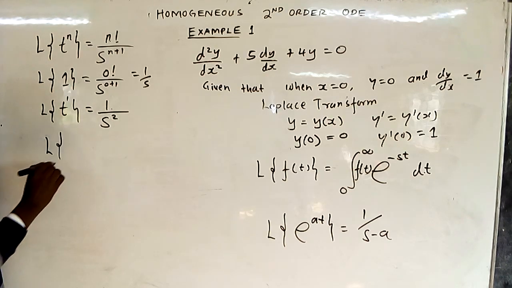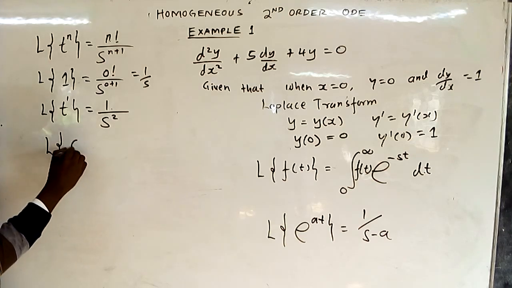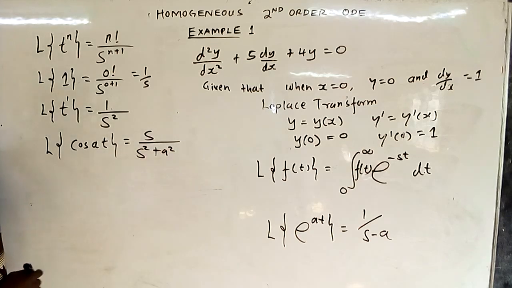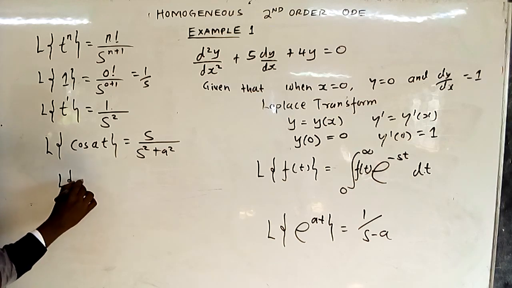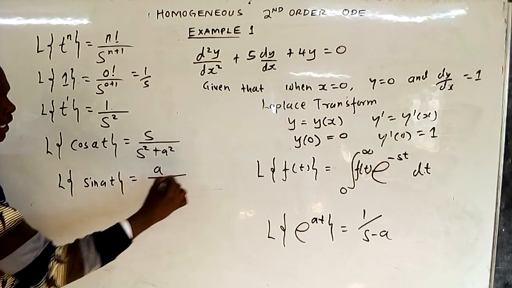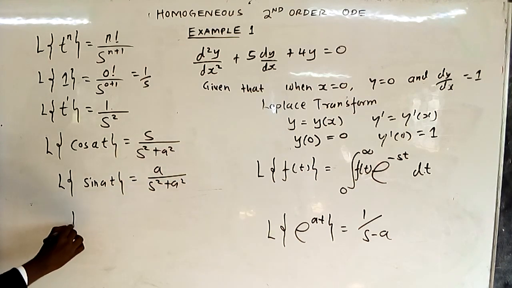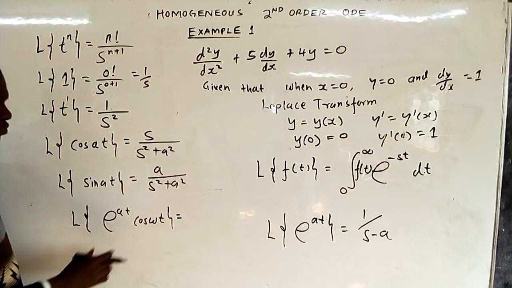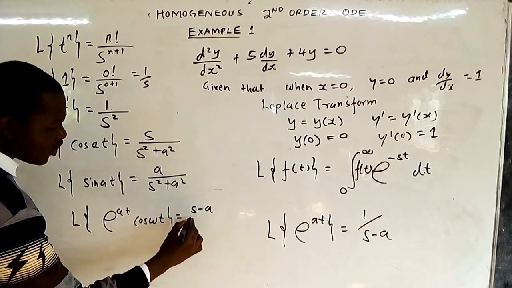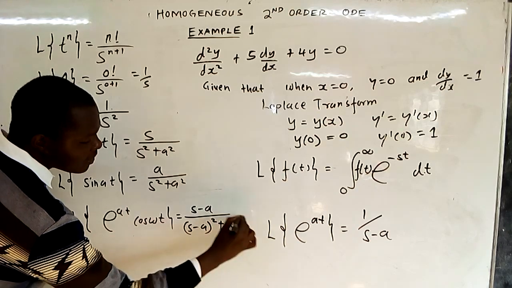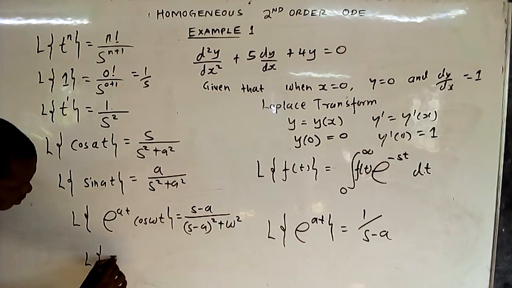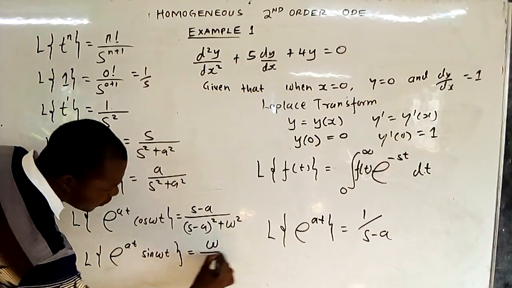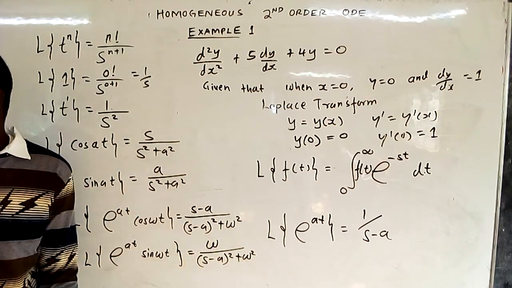1 factorial is just 1. S squared is 1 plus 1, n plus 1, isn't it? If you are looking for the Laplace transform of cos at, the Laplace transform of cos at is given as s over s squared plus a squared. If you do that integration, the Laplace transform of sin at is given by a over s squared plus a squared. The Laplace transform of exponential at cos wt is given by s minus a over s minus a squared plus w squared. If you're looking for the Laplace transform of exponential at sin wt, then this is given by w over s minus a squared plus w squared.